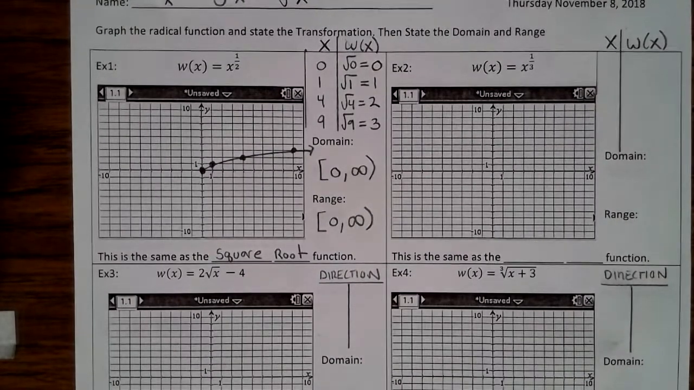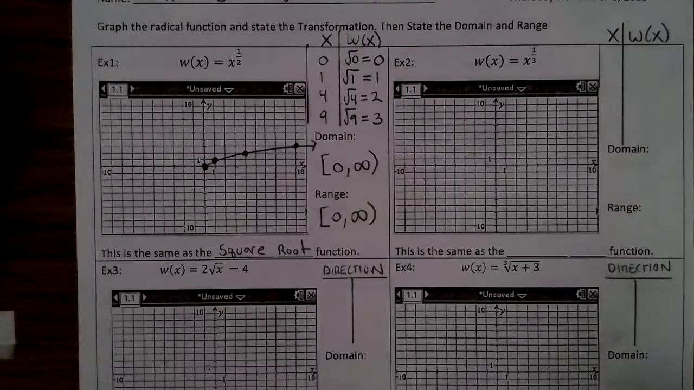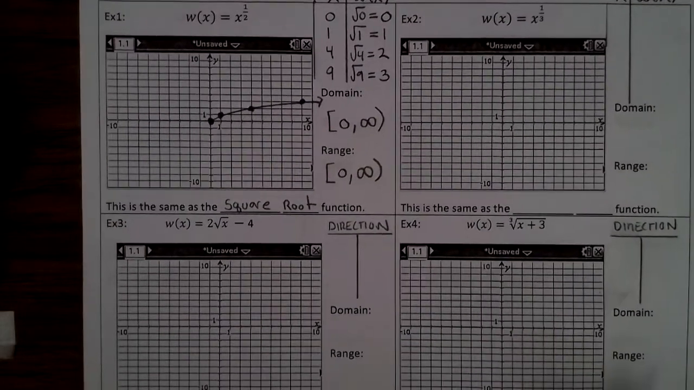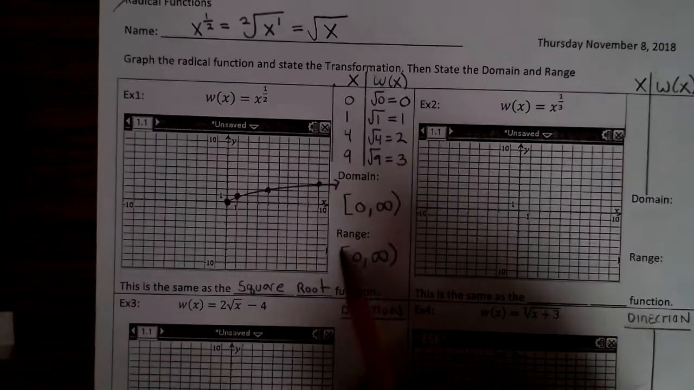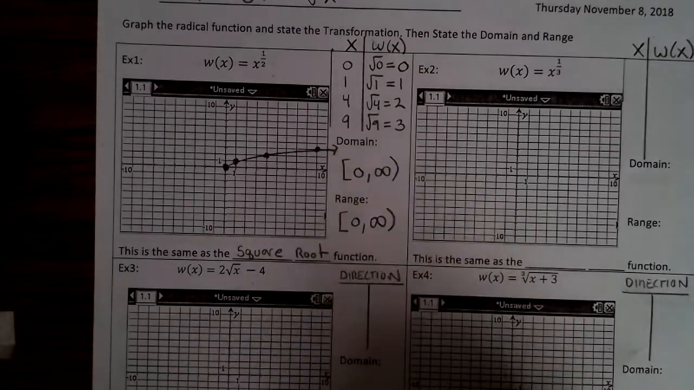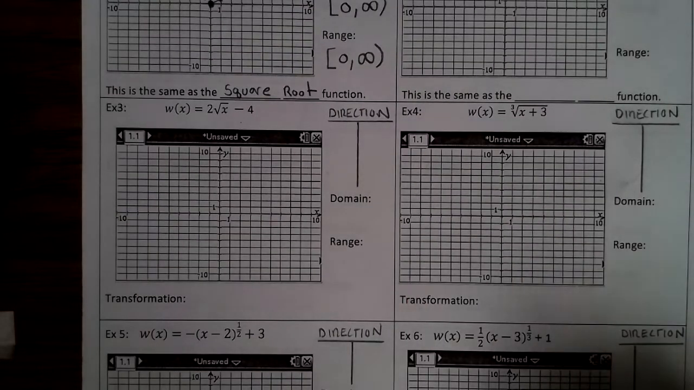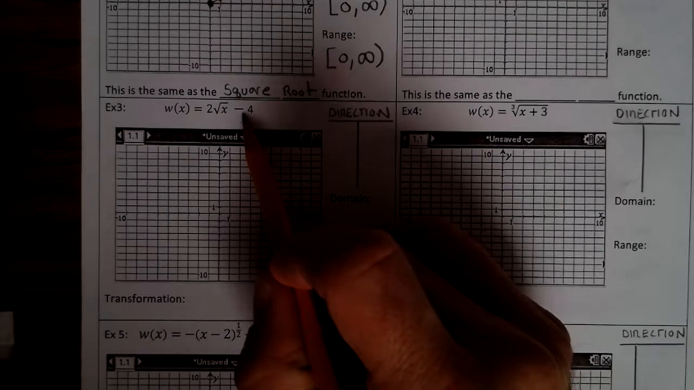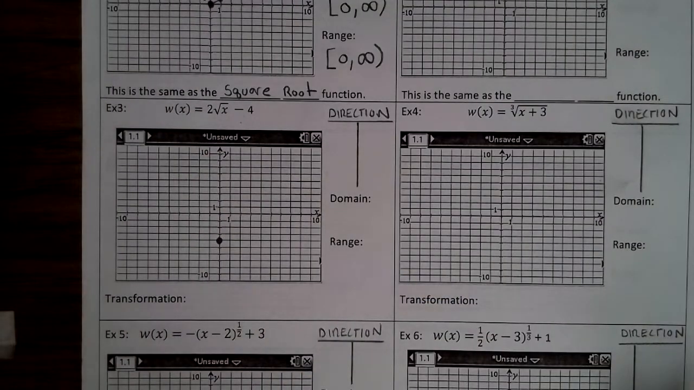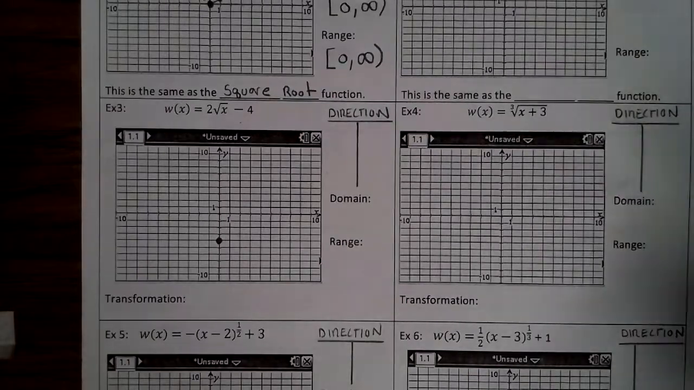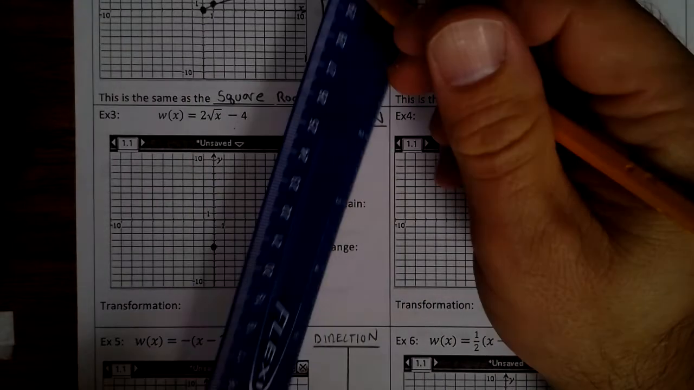Now we're actually going to go in a little different order. We're going to do example 3 and 5 first. The reason why we did example 1 is because this is the parent function of example 3 and example 5, so we're going to use those points as a direction. First things first, we move our vertex. The -4 means we go down 1, 2, 3, 4. There's a new vertex.